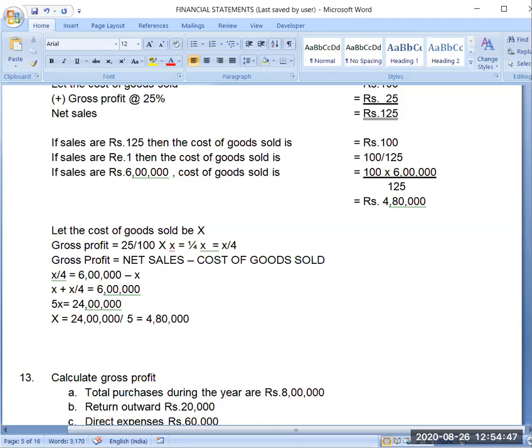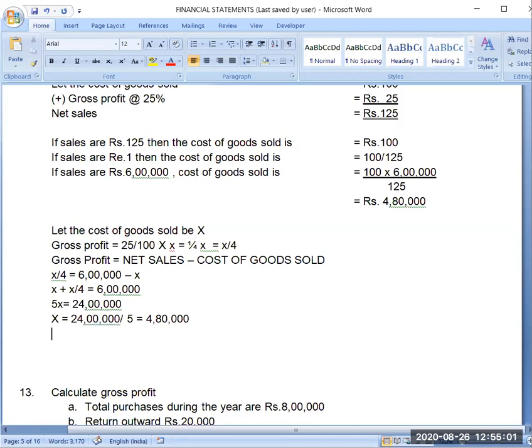Yes, please. Is this one also clear? And now with the help of the same variable, I can calculate the gross profit also. Gross profit is equal to x by 4. So x by 4 means 4,80,000 divided by 4. So it will become 1,20,000. So whichever method you feel comfortable, adopt that method.